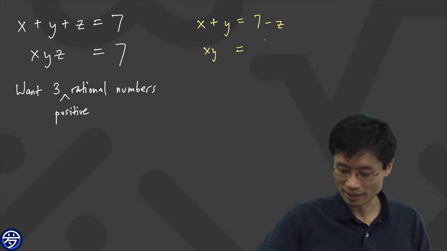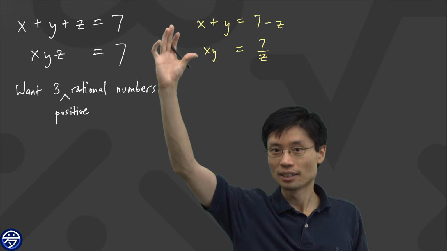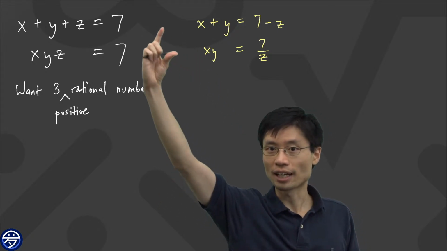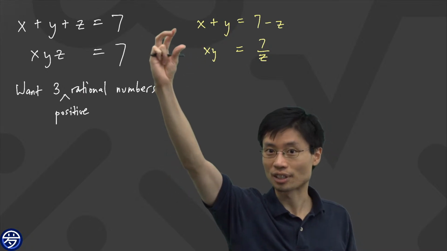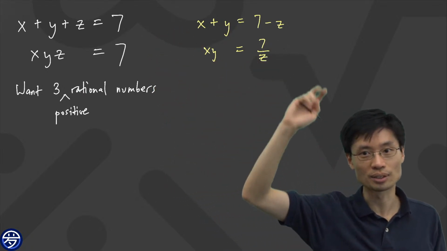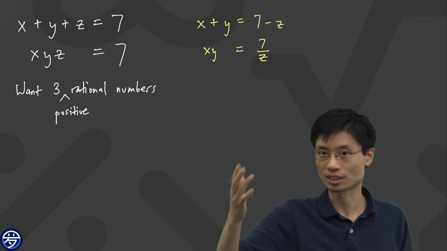And xy is 7 over z. Okay? So now what I'm going to do is try to solve for x and y. If I have these 2 equations, I could figure out what x and y are, right? I've got 2 equations, 2 unknowns, and I'll figure them out in terms of z. Why I'm doing this is because this is going to give me a quadratic equation in x and y.